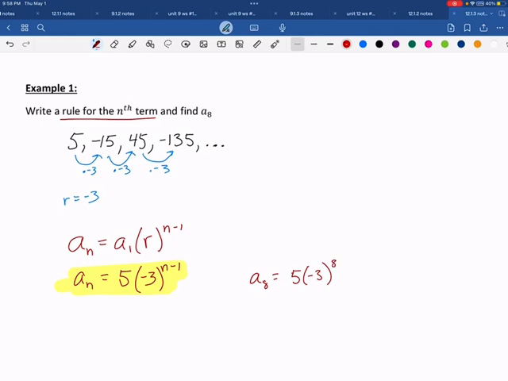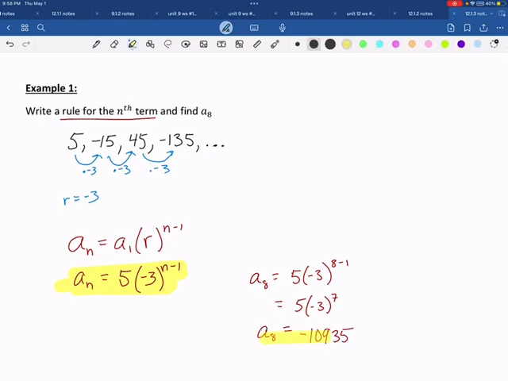Because these are exponential functions, you should expect numbers to get big very, very fast. So you'll get some large numbers, and you'll use a calculator for that. We should get negative 10,935 for our 8th term.